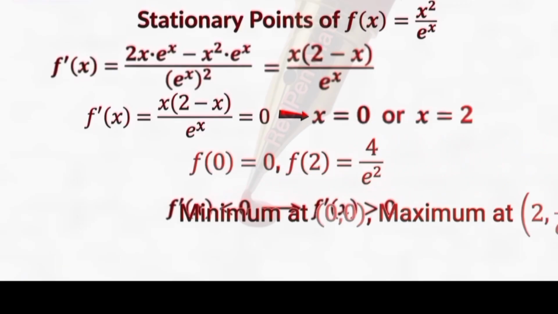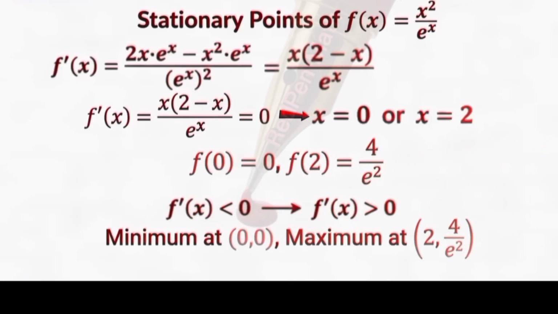Final answer. Minimum turning point at (0, 0). Maximum turning point at (2, 4 over e squared).